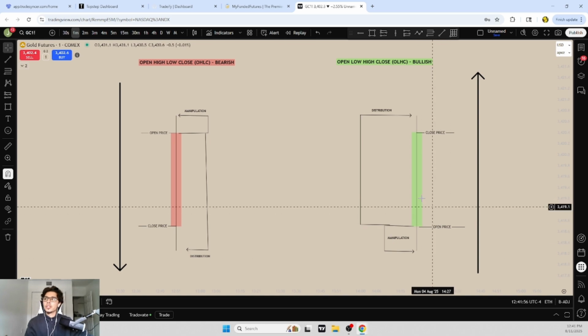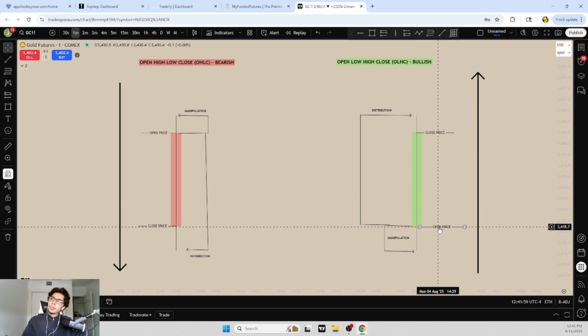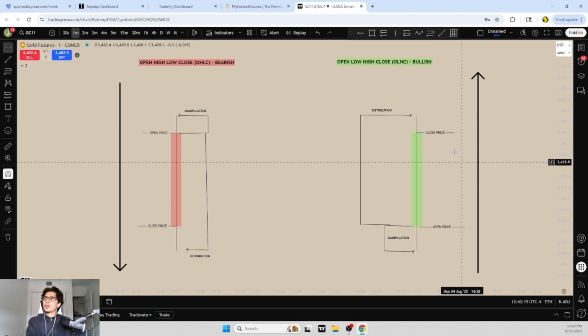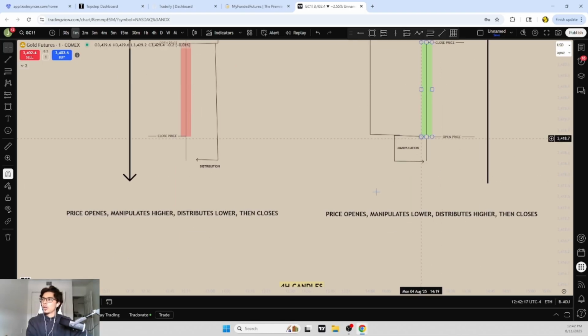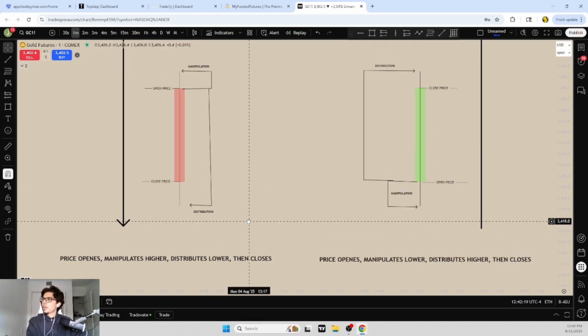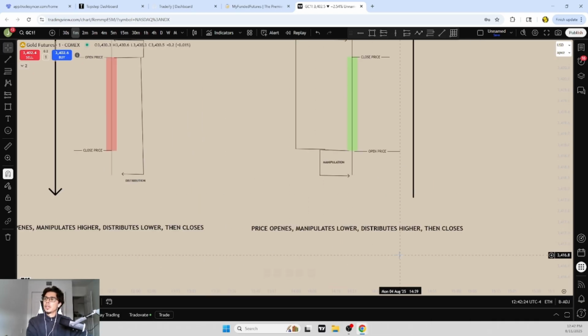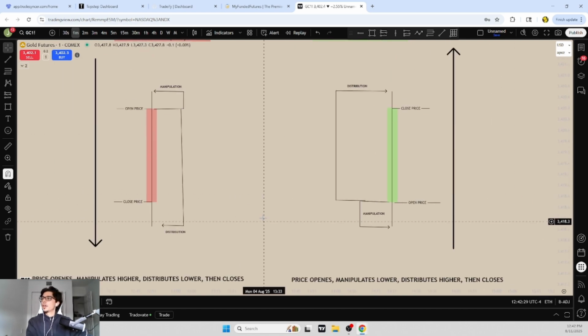Same thing over here, just opposite, right? Same but different. Opening price, what do we do? We open low, putting in the low of the wick, the low of the candle, right? Our manipulation. So we opened low. What do we end up doing? We end up distributing higher, putting in the high of the wick, and then coming down just a little bit and putting in our closing price. So we open, low, high, close, okay? Price opens, manipulates higher for our bearish example, distributes lower, then closes. And for our bullish example, price opens, manipulates lower, distributes higher, and then closes, okay? So those are the bullish and bearish examples.